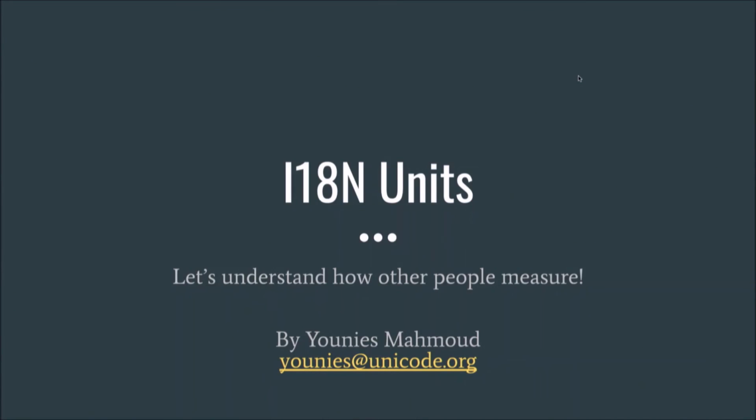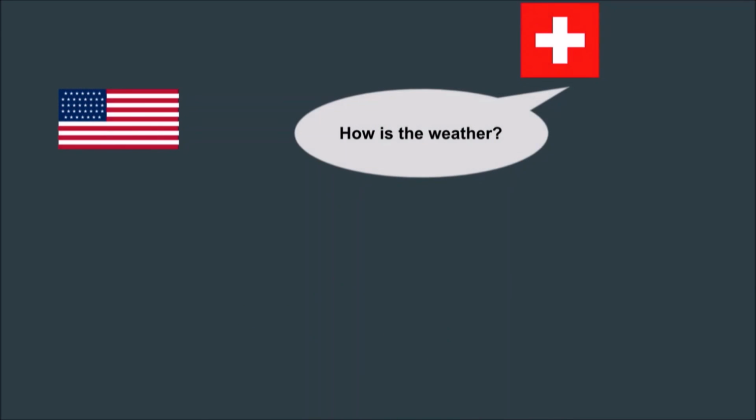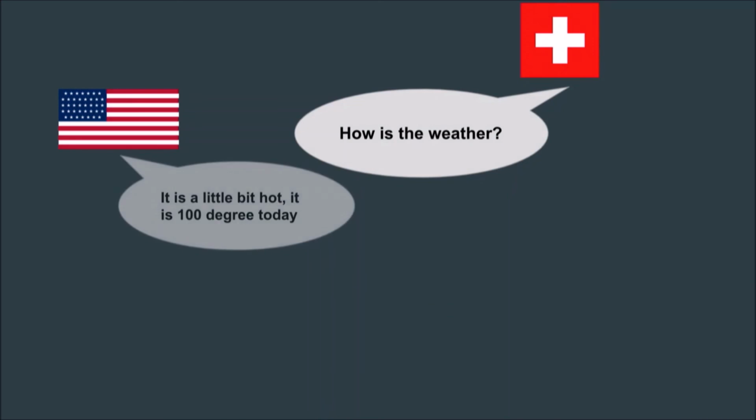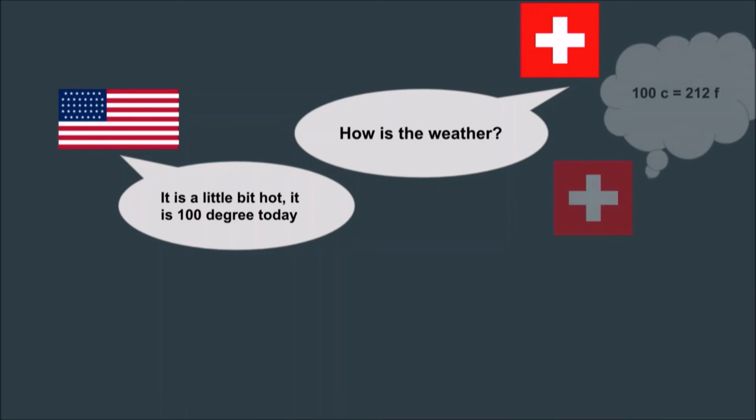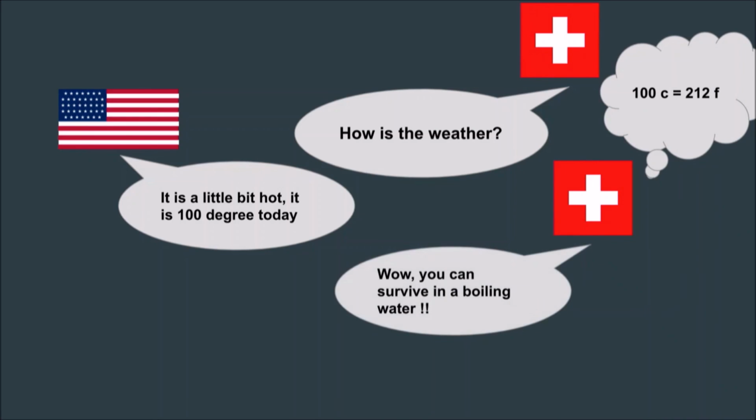Okay. Hello, everyone. I'm Yunus from Google Switzerland. So we are going to talk about I18n units. And we are going to start with a fairly simple example, like someone from Switzerland asking how's the weather to someone from the USA. And the reply: it's a little bit hot. It's 100 degrees today. So 100 degrees Celsius, actually 212 Fahrenheit. So wow, you can't survive in boiling water.